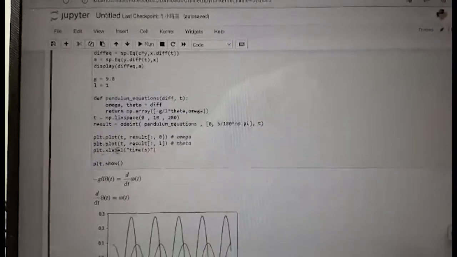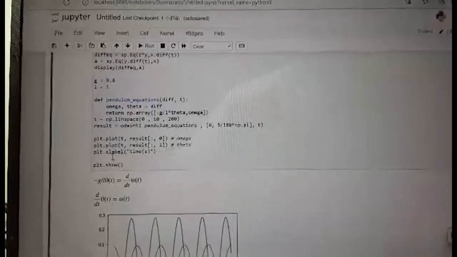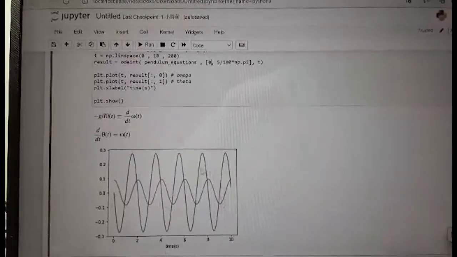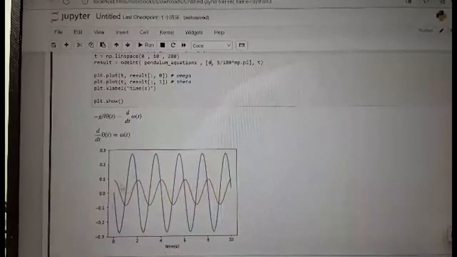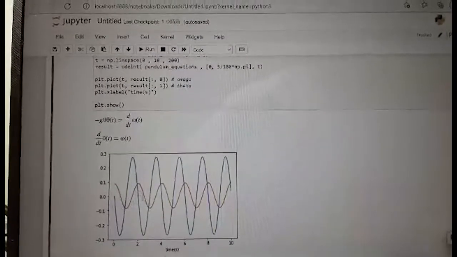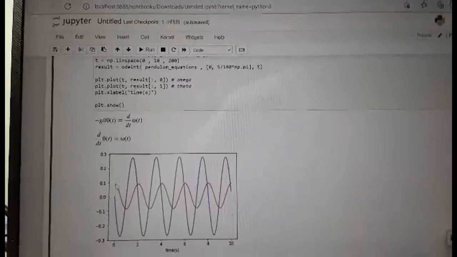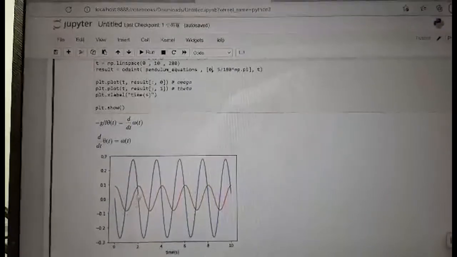And the x-axis is about time, and the figure will show like this. The blue line means the omega, and the orange line means the theta. The relationship will be like the figure shows.